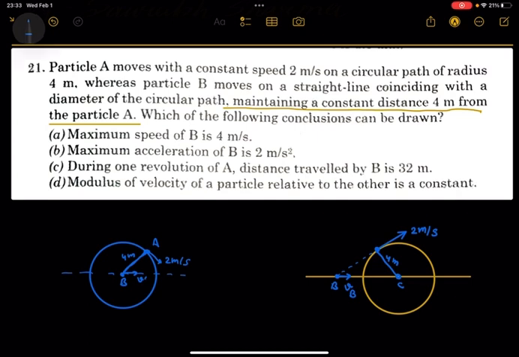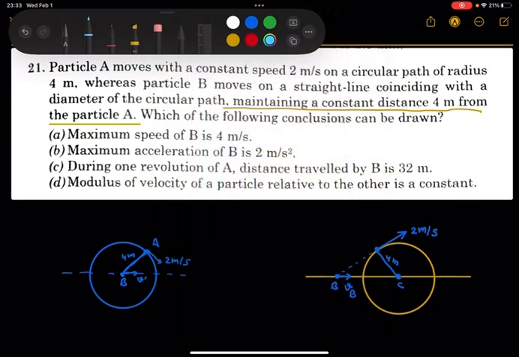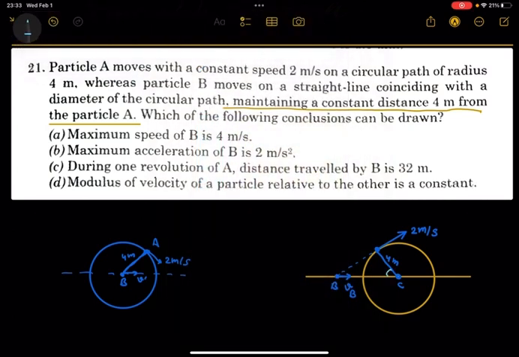Now, I want to show you one thing. Just listen carefully. If this angle is theta, understood? So this distance is also 4 meter, so this angle is also theta. If both angles are theta, then this angle is also theta and this angle is 90 minus theta. Understood?